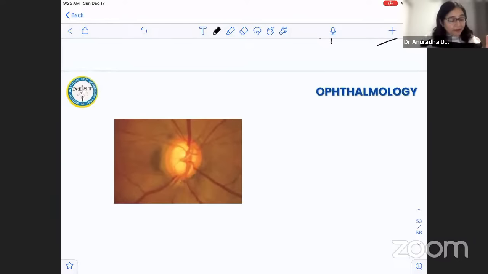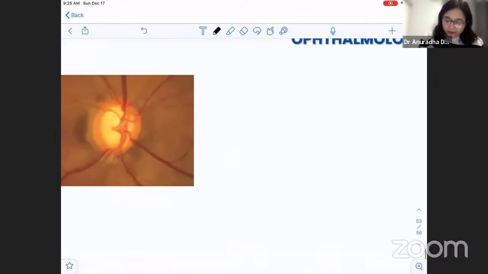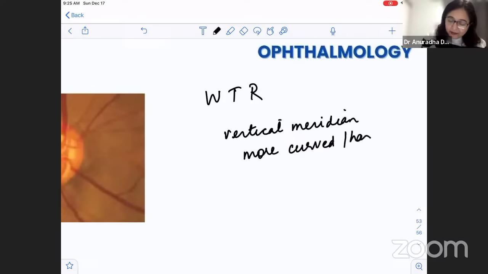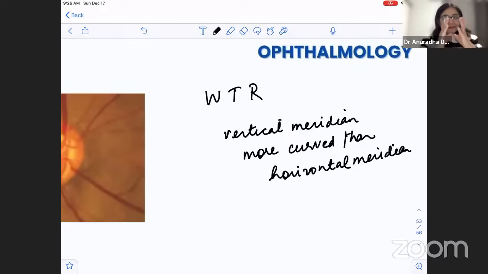So with the rule astigmatism, normally the vertical meridian of the cornea is more curved than the horizontal meridian. That is called with the rule astigmatism. So if the curvature of the cornea is more, the myopic power is there at the 90 degree meridian, and that will be with the rule astigmatism.